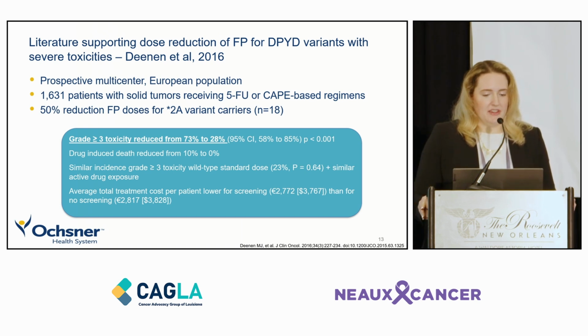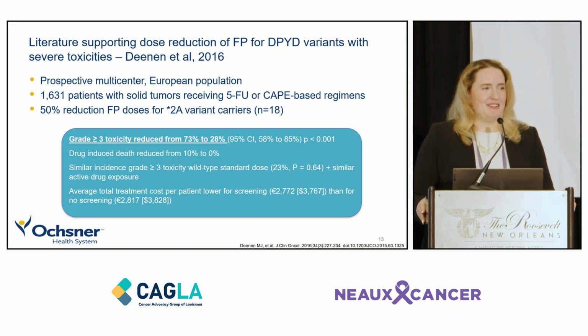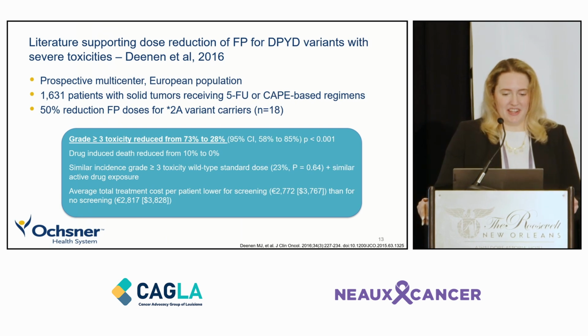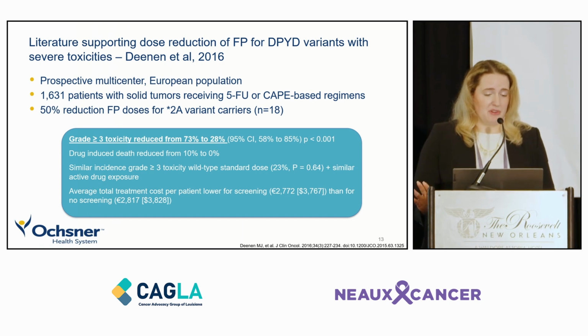But now what we're seeing is if patients carried the STAR 2A variant, they received a 50% upfront reduction in their fluoropyrimidine therapy. This study, we see it everywhere as the hallmark of DPD testing because the results are honestly astounding. When we look at overall grade 3 toxicity, we see a reduction from 73% compared to historical cohorts of patients who are not dose reduced, down to 28% when we're dose reducing by half. They also looked at drug-induced deaths, previously 10%, now down to none in this study.